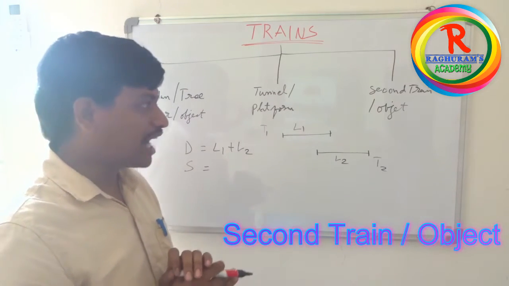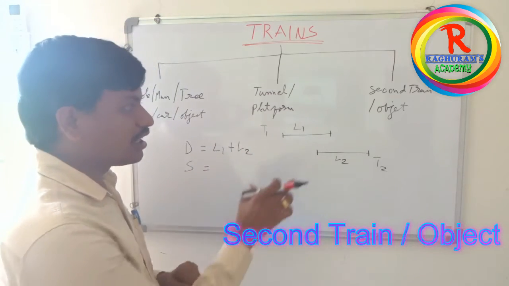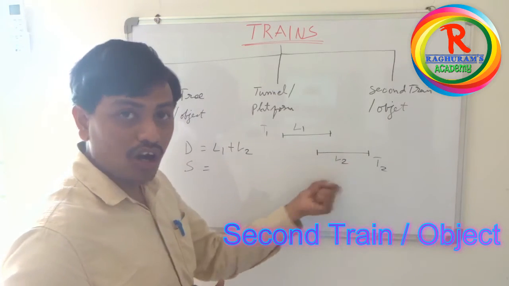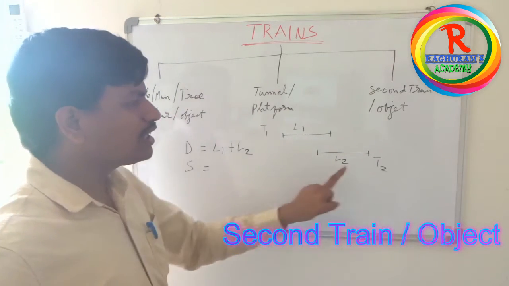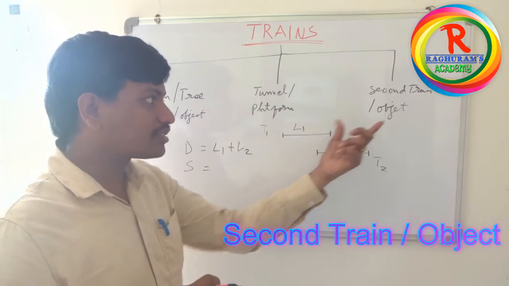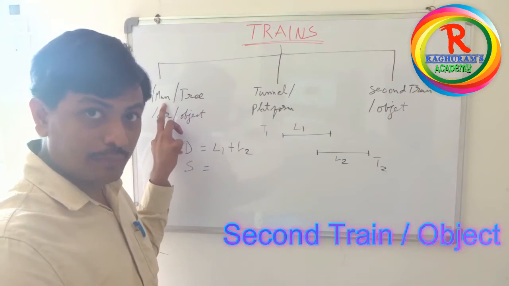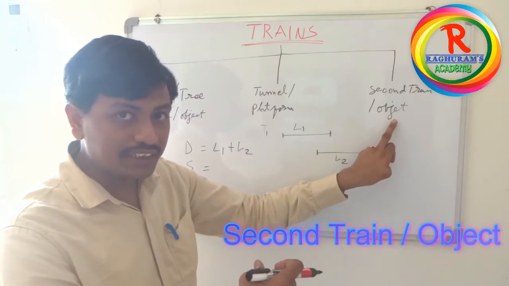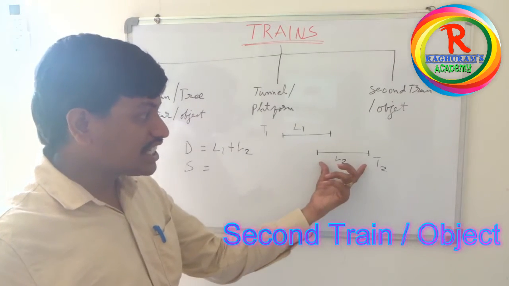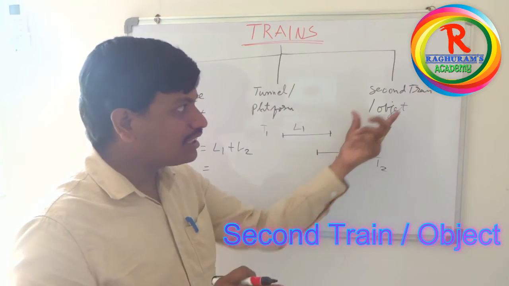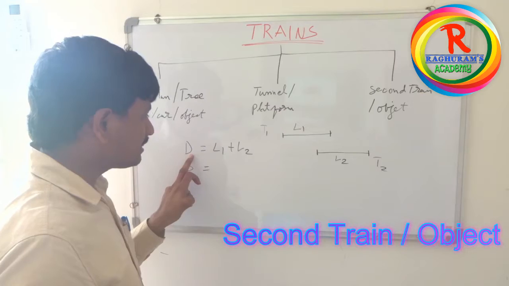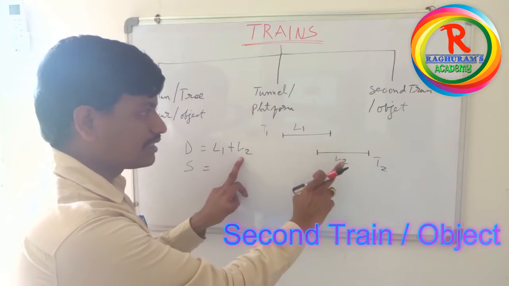In this case, we consider the distance combinedly as L1 plus L2. Here also it can be a man or a car. If it is a man or car, we don't take the length, so the distance will be the length of the train itself. Even though the man or car is moving towards, opposite or in the same direction, we treat its length as 0. If the second one is a train, we treat it as having length, so the distance is the first train length plus the second train length.